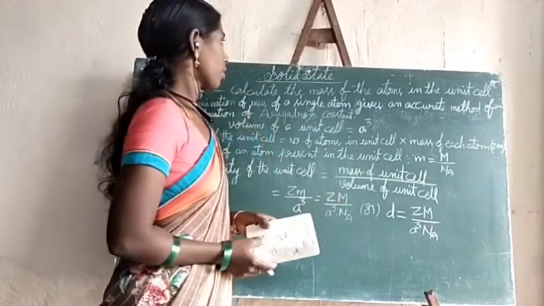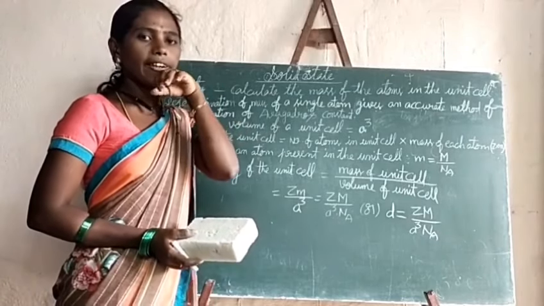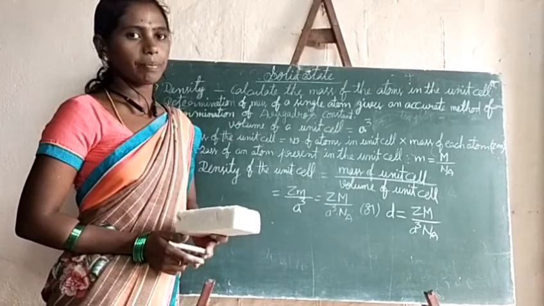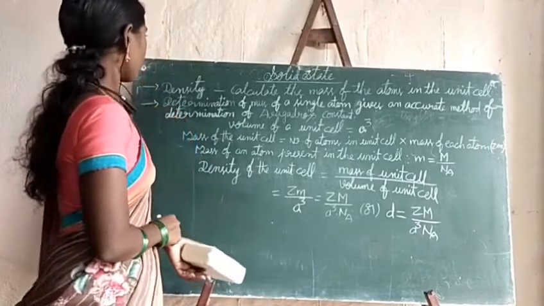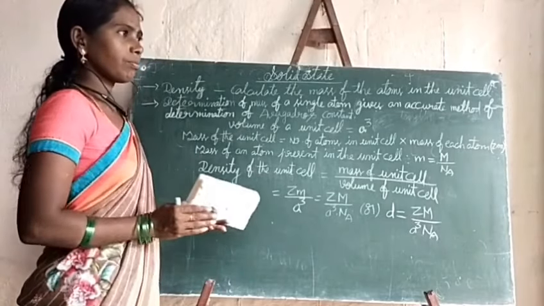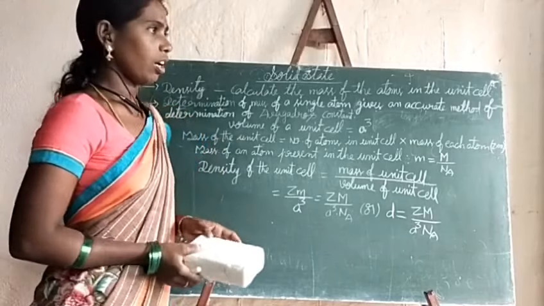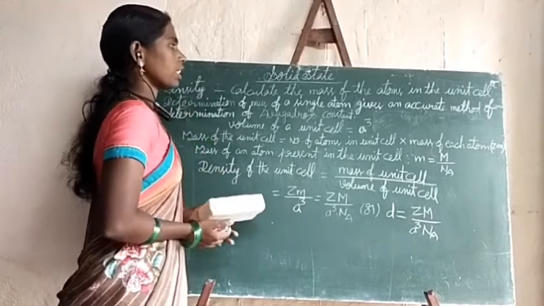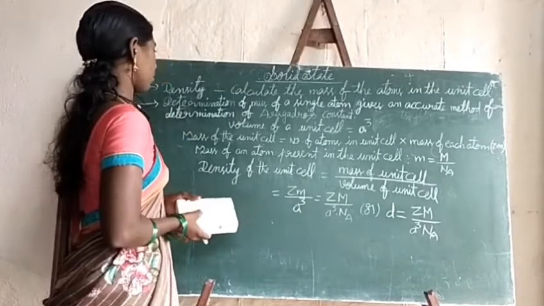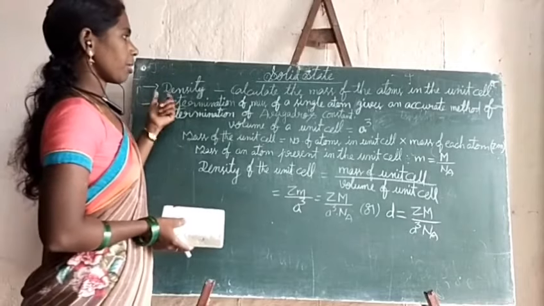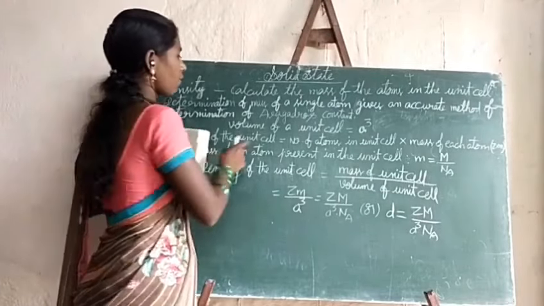Now, in this section, I am going to explain the calculations involving unit cell and also about the defects and the magnetic properties. Using the dimensions of the cube, we can calculate the volume of a cube. And by using the density, we can calculate the mass of the atoms present in a unit cell. For example, determination of the mass of a single atom can give us an accurate method of determination of Avogadro's constant.